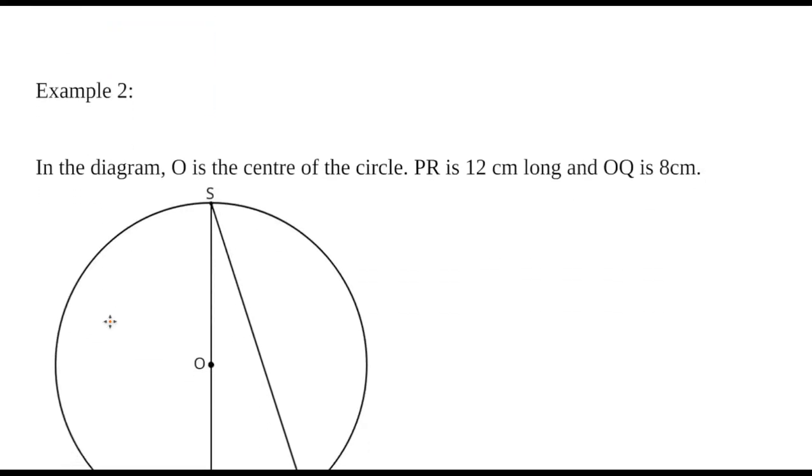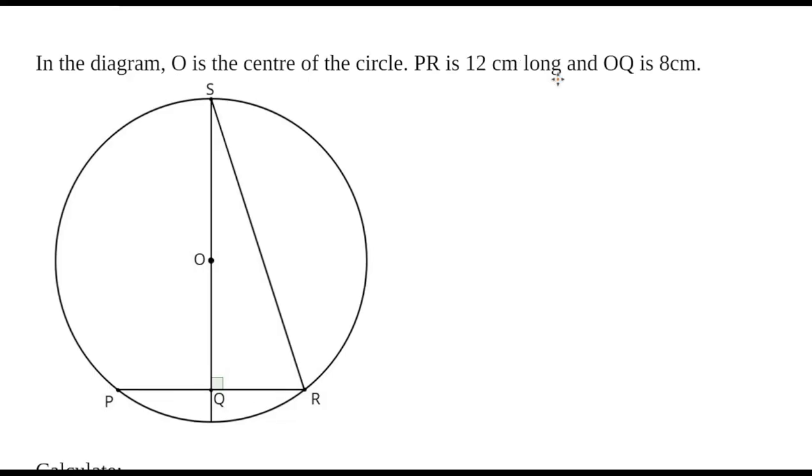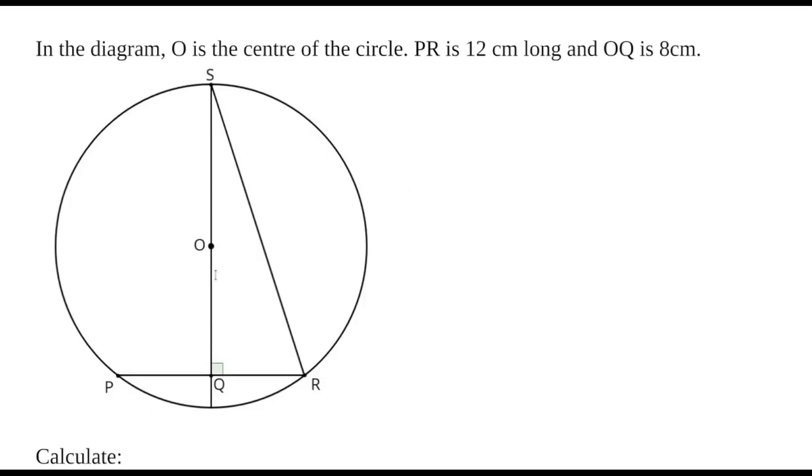Next, we are going to example 2. In the diagram, O is the center of a circle. PR is 12 and OQ is 8. OQ, O to Q, this is 8. P to R is 12.